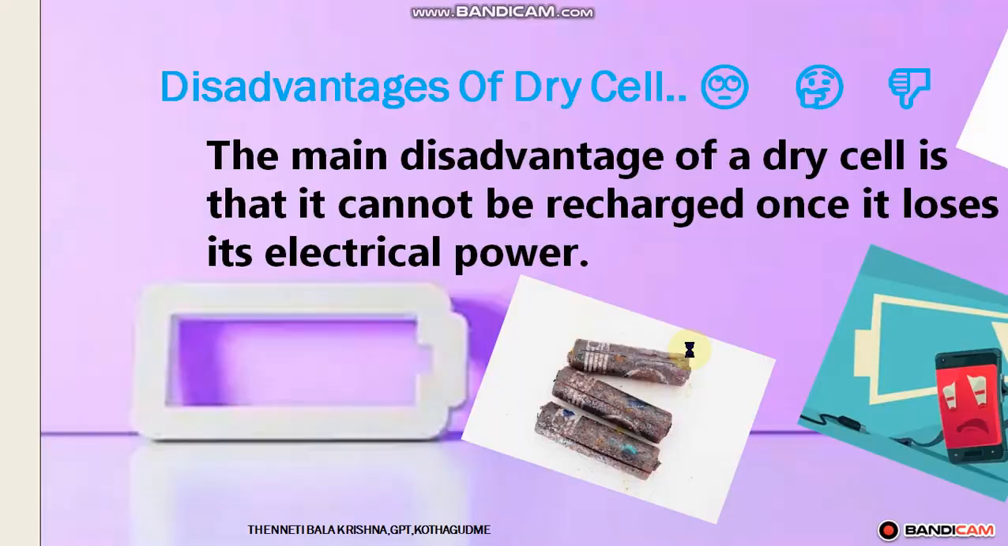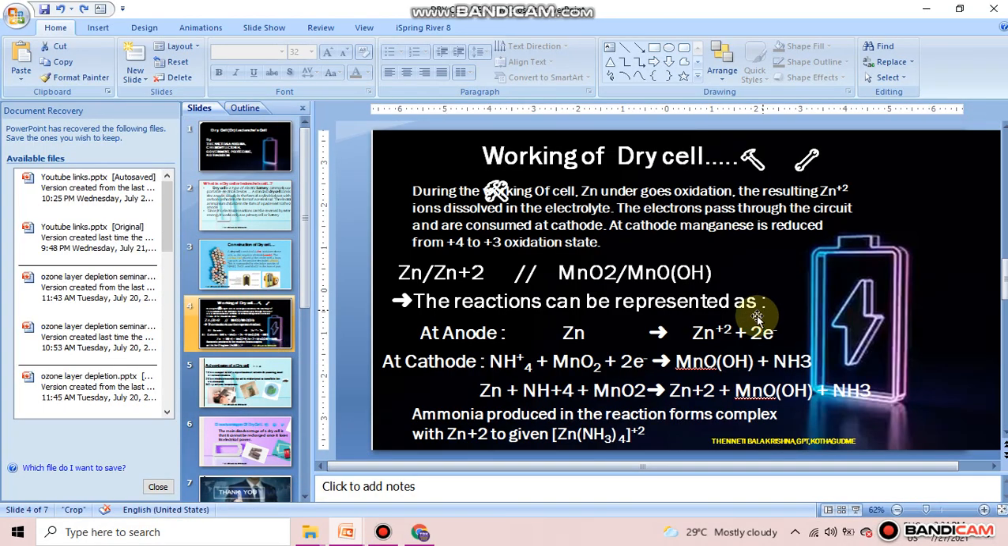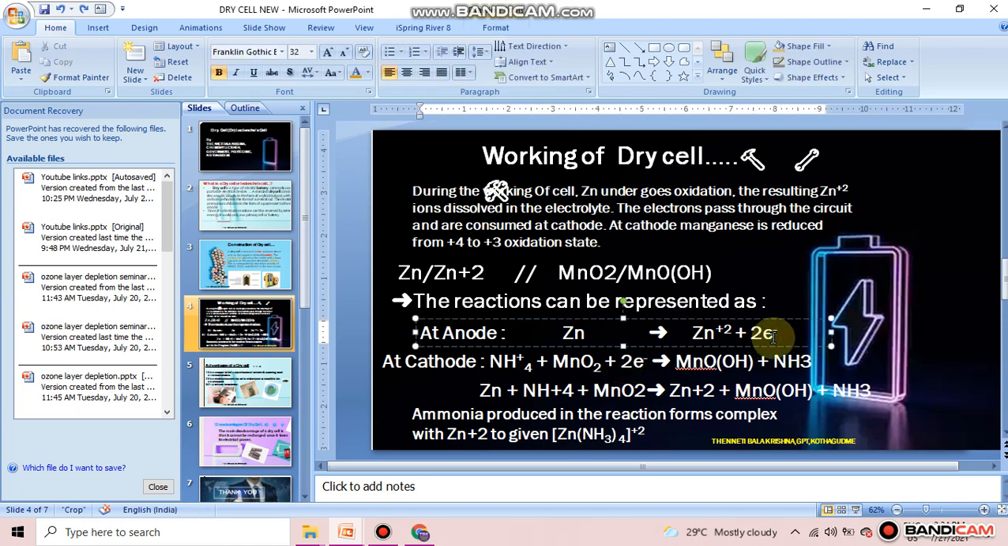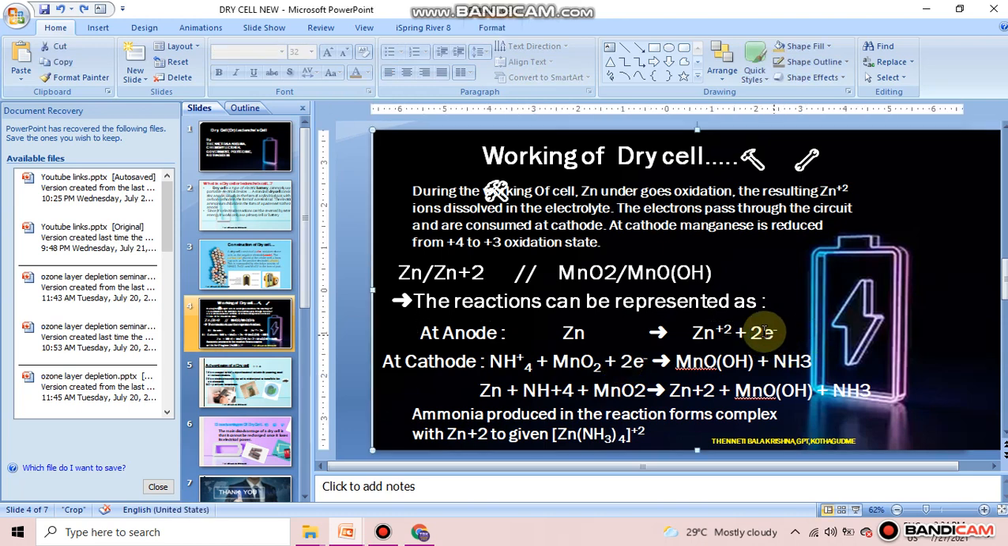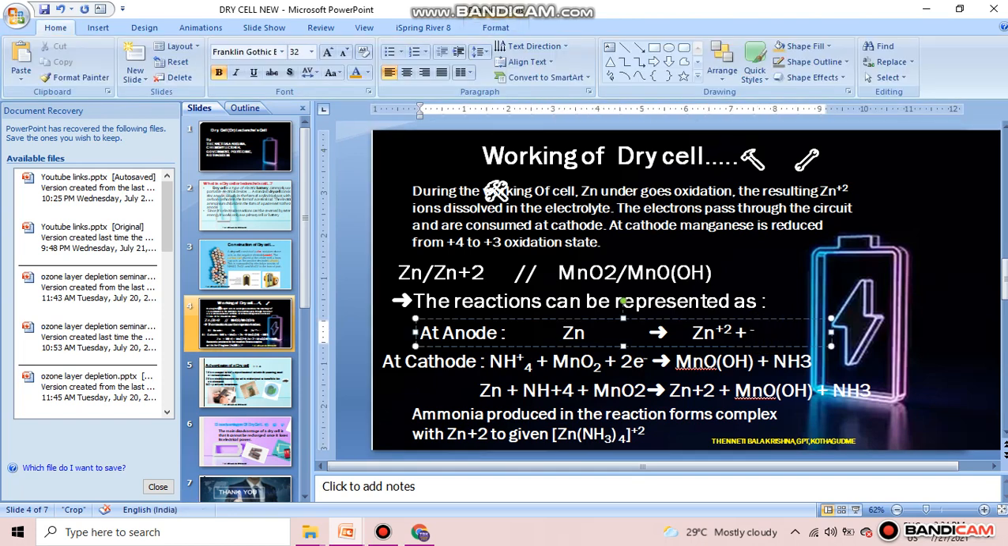How to remember the equations? Zinc is converted to zinc plus 2. That means it releases the electrons. It releases the electrons, so it is oxidation. Oxidation takes place at the anodic part. So the anodic part reaction is a very easy reaction.